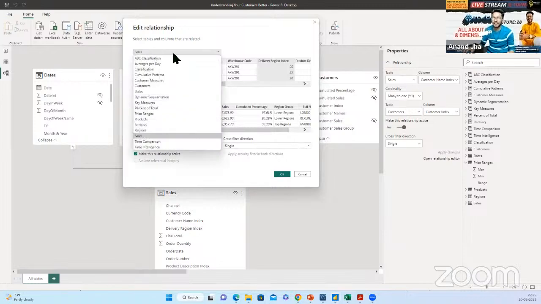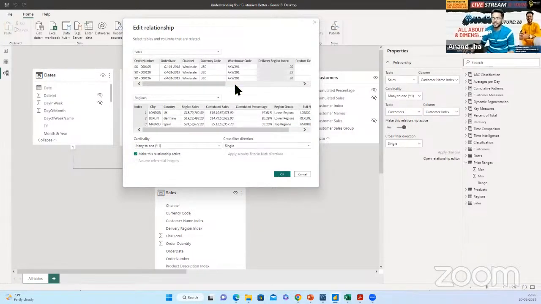How the sales and everything are linked. It is linked through delivery region index. How are these linked? Many-to-one. These are types of relationship. This is called cardinality: one-to-one, one-to-many, many-to-one and many-to-many. Many means star.